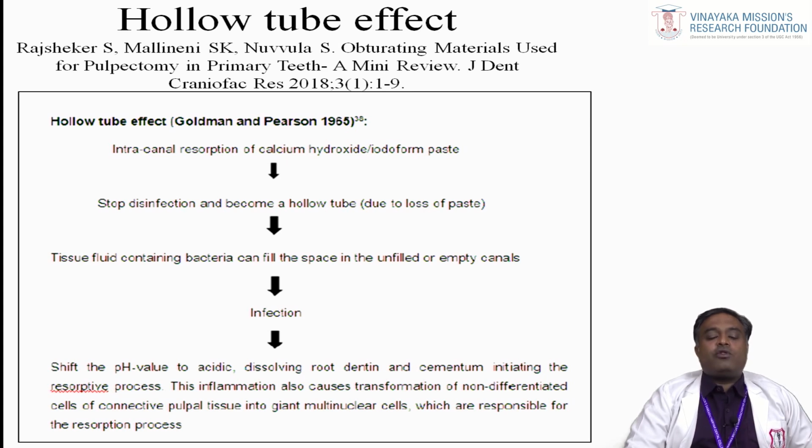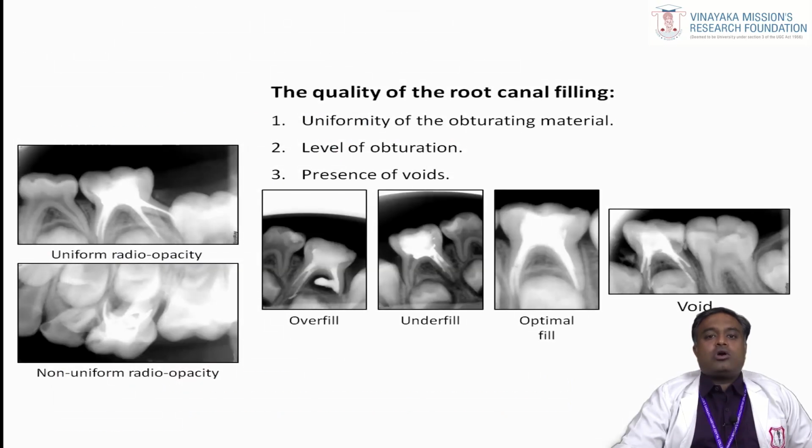From there, the pH shifts to acidic, dissolving the root dentin and cementum and stimulating the resorptive process. This inflammation also causes transformation of non-differentiated cells of connective pulp tissue into giant multinuclear cells, which are responsible for this resorption process. So the quality of your root canal filling should be decided by the uniformity of the obturating material, the level of the obturating material, and the presence of voids.